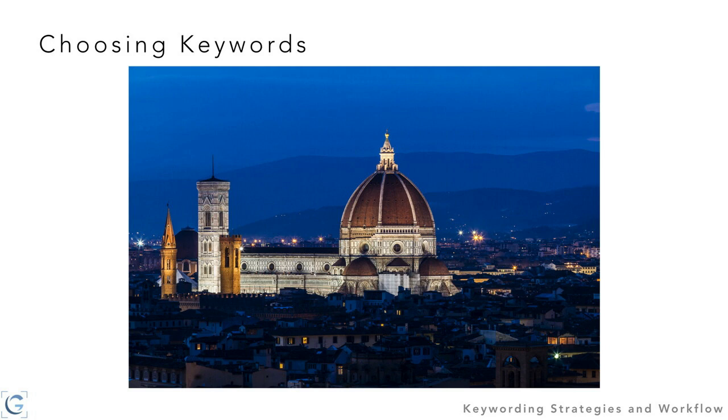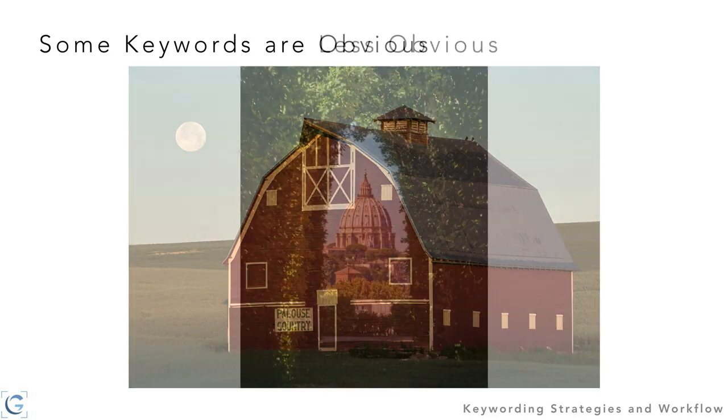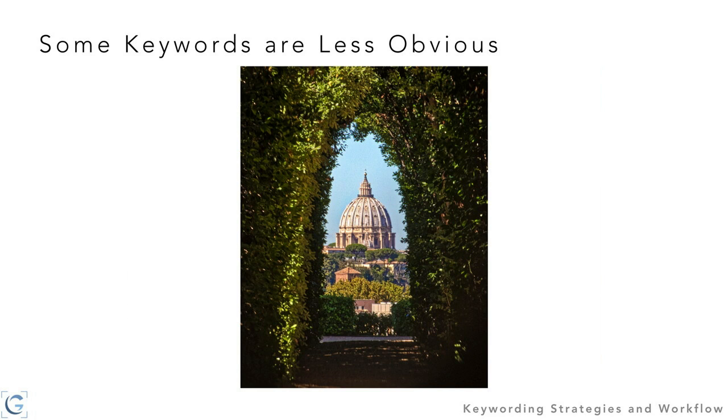And of course, in many cases, the keywords are really, really obvious. This photo from the Palouse, you can bet that I would add Red Barn as a keyword. I would add moon, more specifically full moon. And so some of those keywords are really obvious, pretty straightforward, and you don't need to think about them too much. But I think it's helpful to think about some of the less obvious keywords as well.